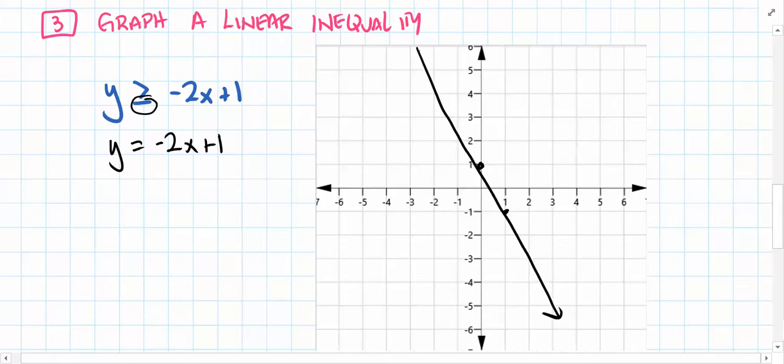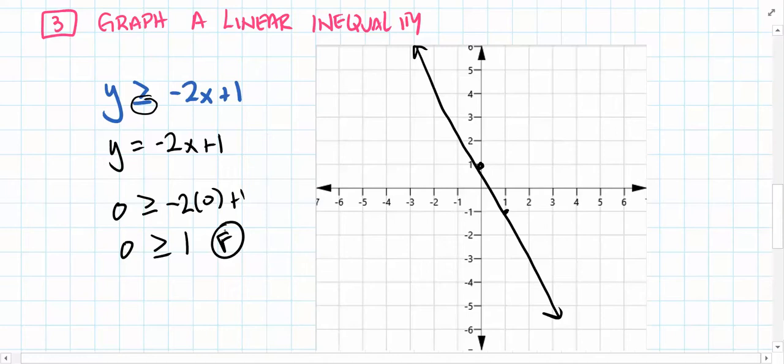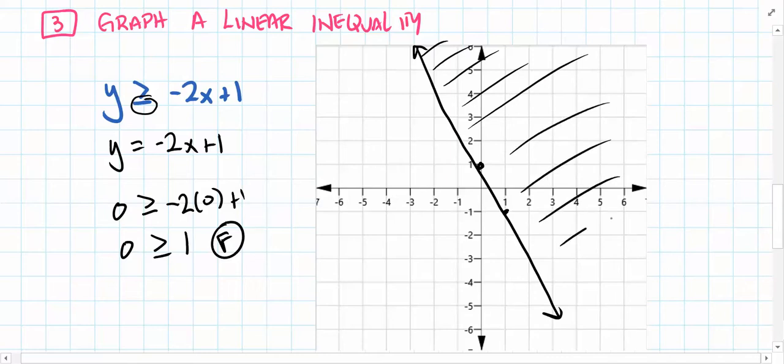Of course, you guys would use a straight edge. I don't have one right now. And then I would test the point 0, 0. So let's see here. Is 0 greater than or equal to negative 2 times 0 plus 1? So is 0 bigger than or equal to 1? That's definitely false. 0 is not bigger than 1. So therefore, it's not the case that 0, 0 lies in the shaded region. So therefore, I would shade all this information over here.